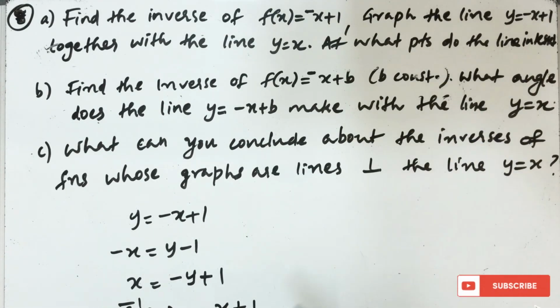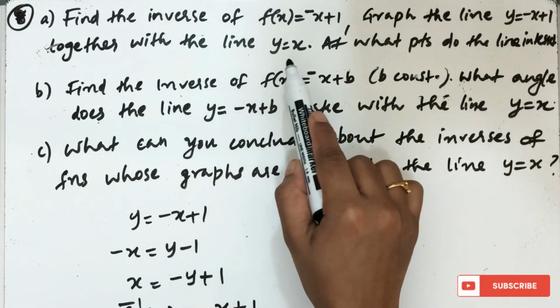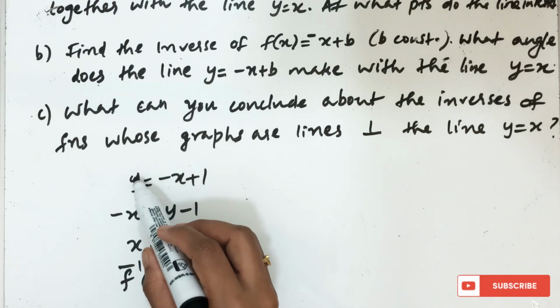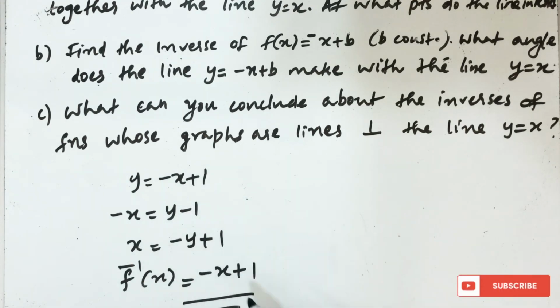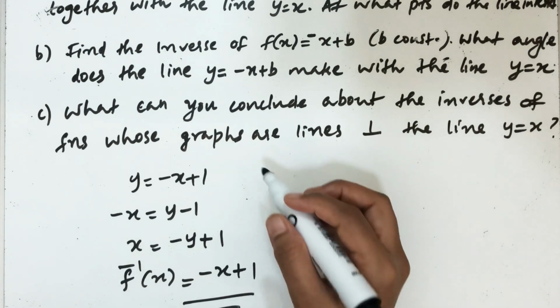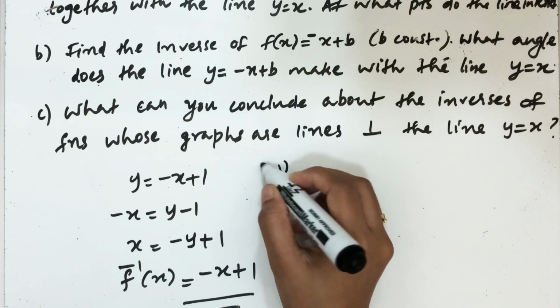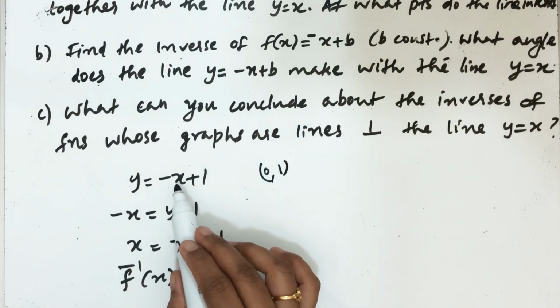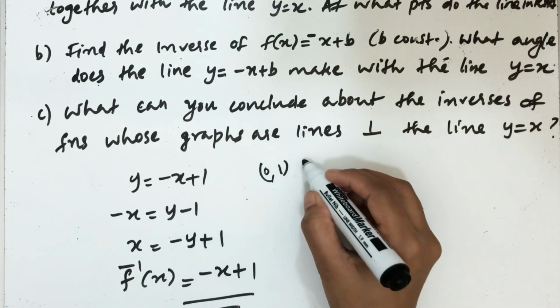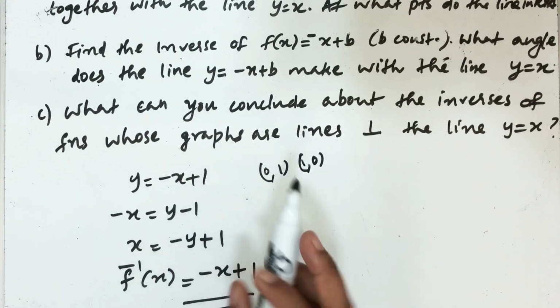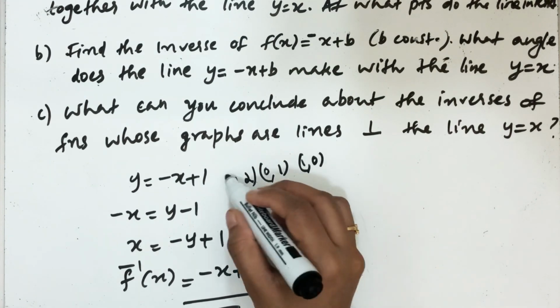Graph the line y = -x + 1 together with the line y = x. Here see, f(x) and f inverse of x are the same. Now we can graph this function. When x is 0, the point is (0, 1). When x is 1, the point becomes -1 + 1 = 0, that is (1, 0). When x is -1, minus of -1 is 1, 1 plus 1 is 2. So (-1, 2) is another point.